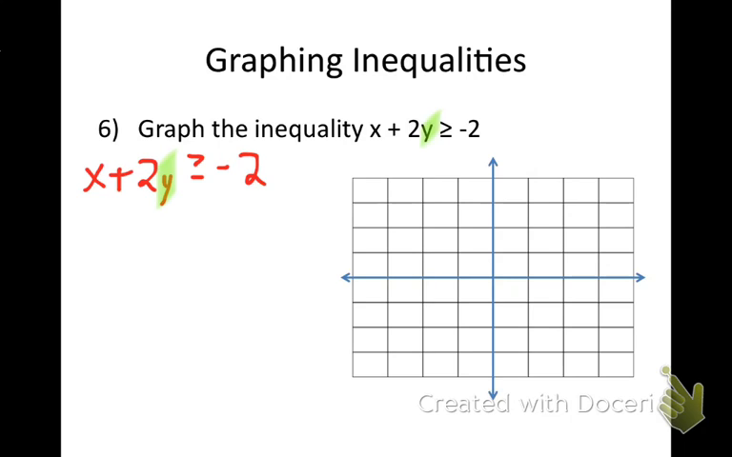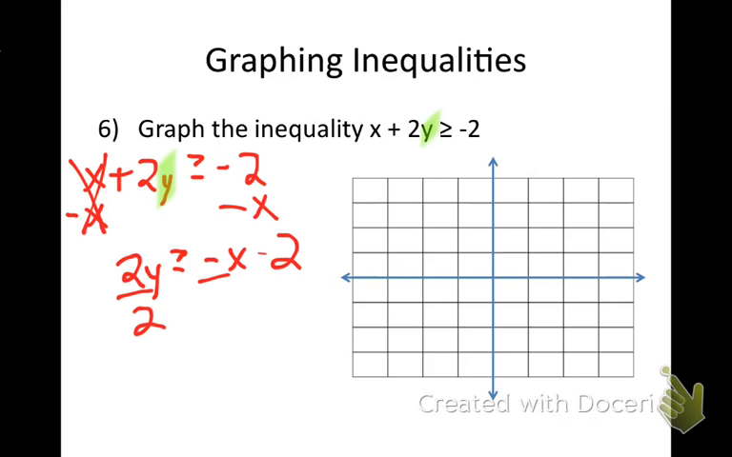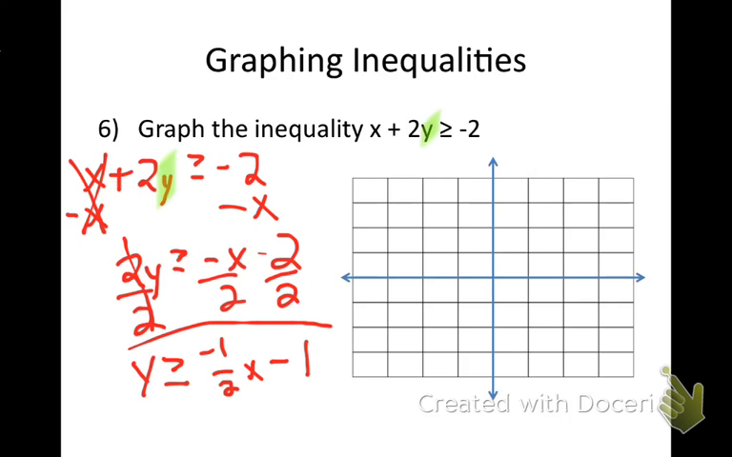So to put it into slope-intercept form, what am I going to want to do first, Pat? Subtract the x over. Very good. That leaves me with 2y is greater than or equal to negative x minus 2. Now what am I going to want to do again, Pat? Divide by 2. Make sure I divide all of it by 2, not just the constant. Divide everything by 2. And I get y is greater than or equal to negative x over 2 minus 1. What's the number in front of the x? 1. So that's really just negative 1/2 x minus 1.